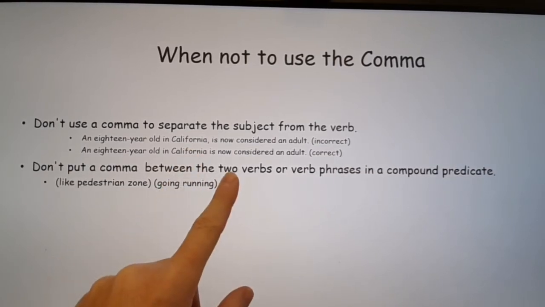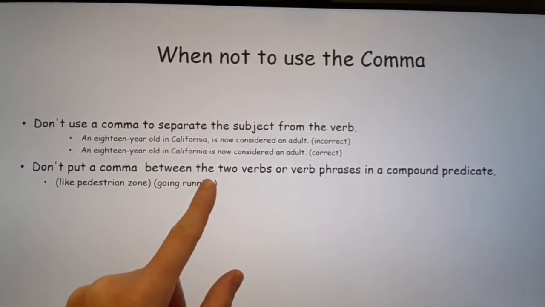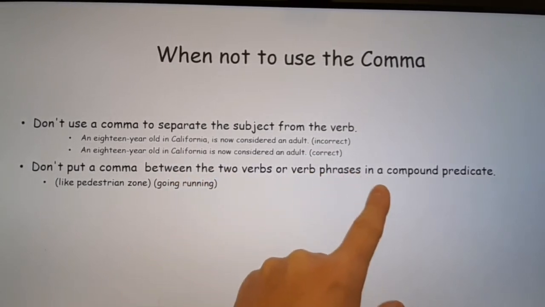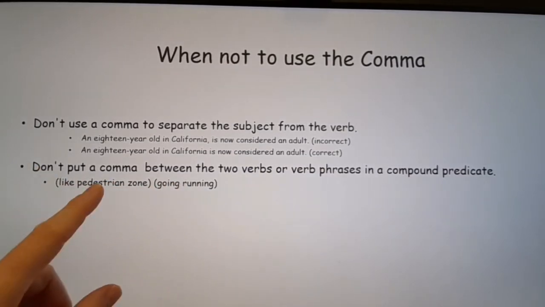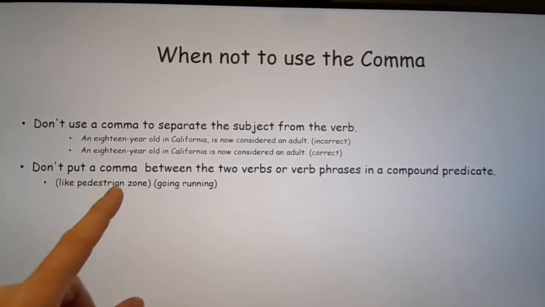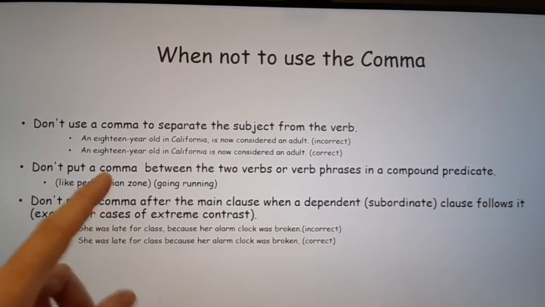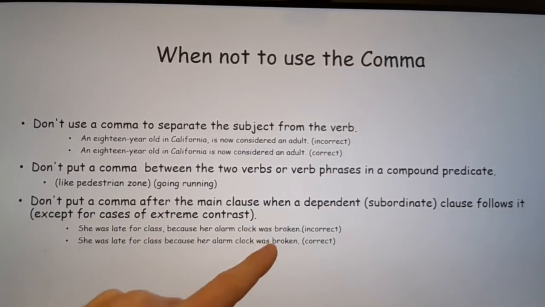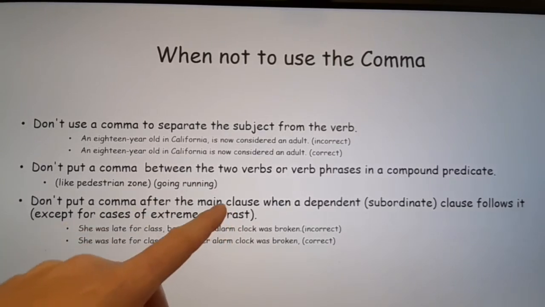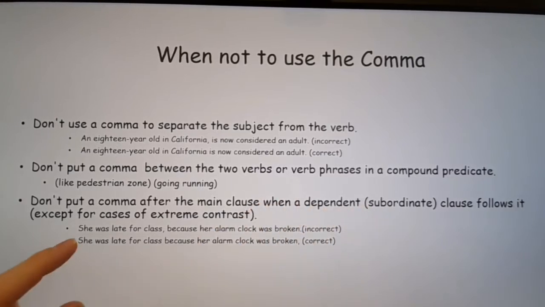As well, you don't want to have a comma between two verbs, going, running. Or these compound predicates like pedestrian zone. So we have two nouns that become one noun, so don't put a comma between them. Even if we have the main clause, when it's dependent, the subordinate clause, like because.